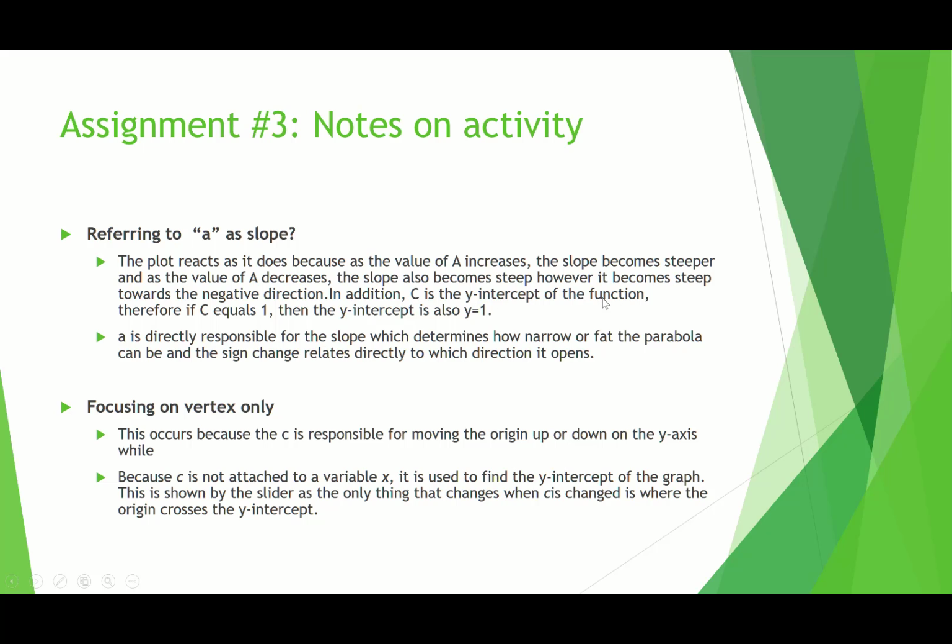In addition, c is the y-intercept of the function, therefore if c equals 1, the y-intercept is also equal to 1. But I shouldn't have put that part in there. What I'm trying to get at is referring to a as a slope. If you have a parabola, then the slope would be different at each point x, right? That's the definition of the derivative, the slope at a given point x. It's the slope of the tangent line at that point x. So I'm not sure what you mean by a being the slope of the parabola.